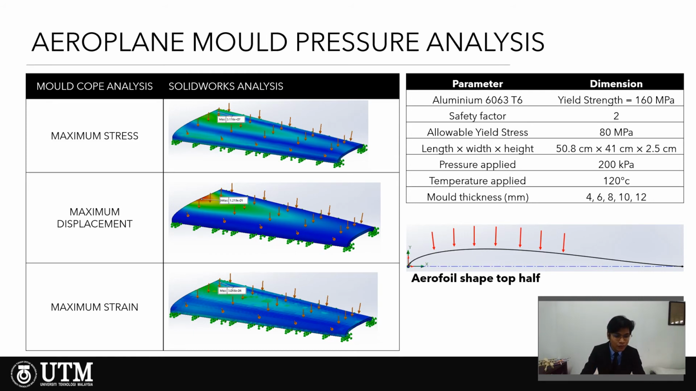We can see from the result that the maximum stress, the maximum displacement, and the maximum strain all occur at the root chord. So you can see here, the main reason is because it has a more curvy shape as compared to the tip chord. This total structure stress is a combination of bending stress and internal stress. Having an aerofoil shape causes it to experience more bending stress.